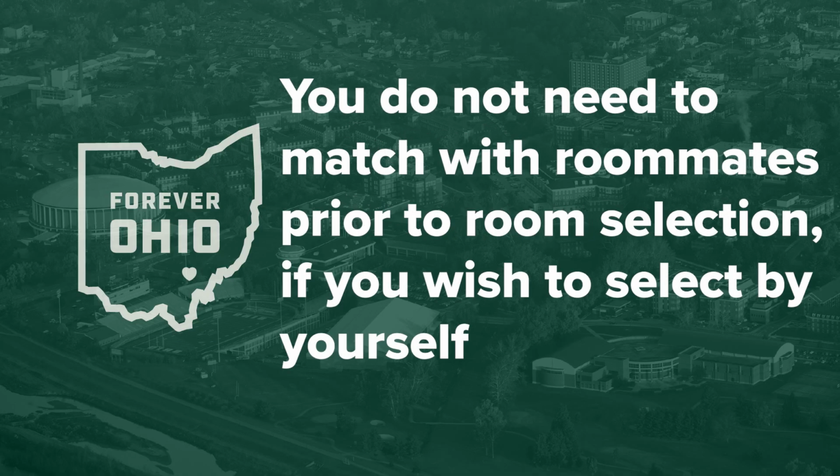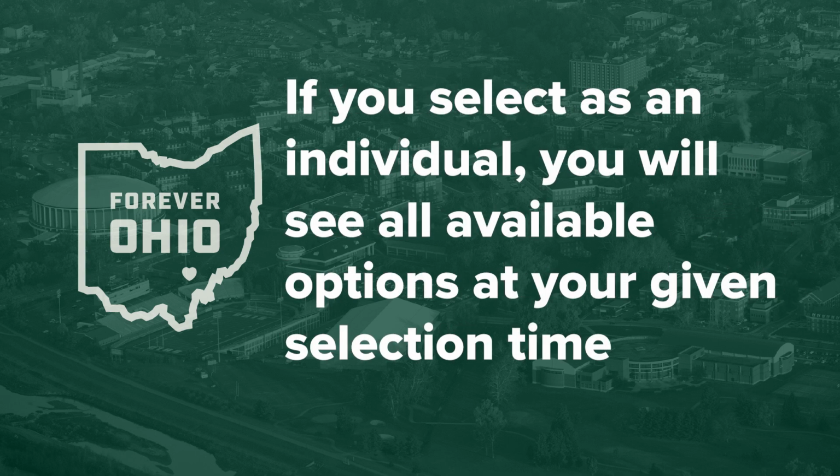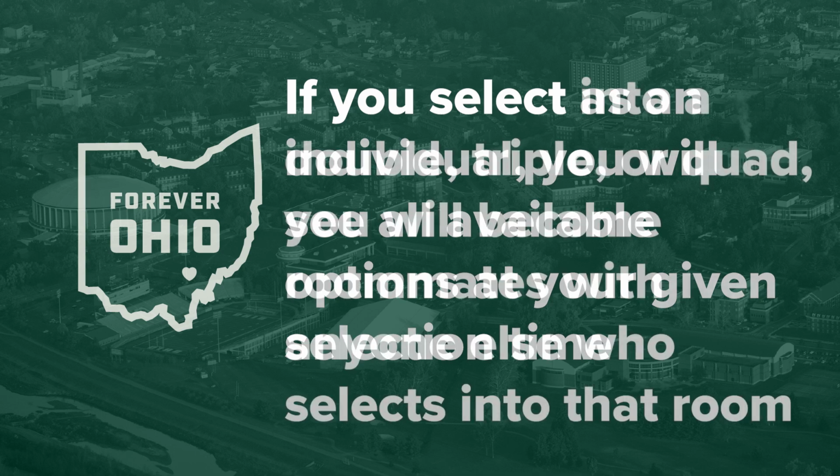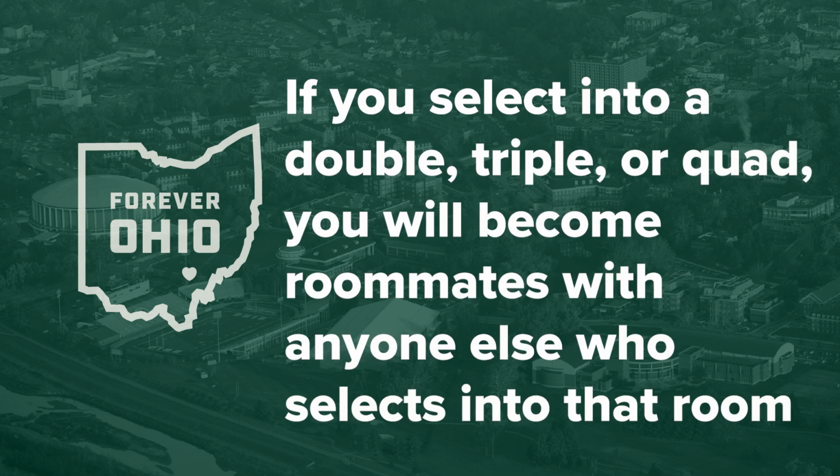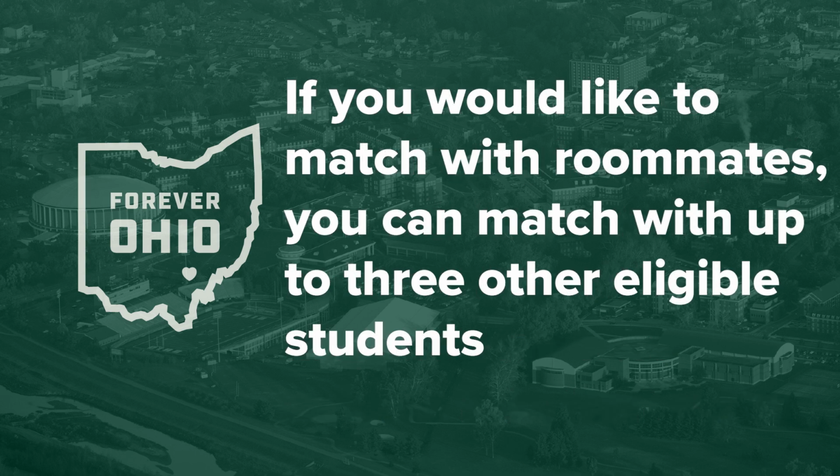This step is optional. You do not need to match with roommates prior to room selection if you wish to select by yourself. If you select as an individual, you will see all available options at your given selection time. If you select into a double, triple, or quad, you will become roommates with anyone else who selects into that space. If you would like to match with roommates, you can match with up to 3 other eligible students.